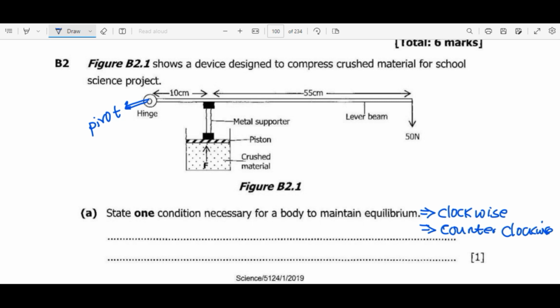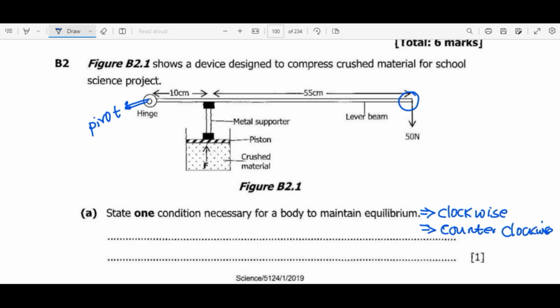Now let's analyze our given figure B2.1 here. So how can we identify the two moments? Because sometimes this question may seem to be tricky. So where are those two moments? It's easy to identify the first moment. So this is our first moment, which is the clockwise moment. But where is that counterclockwise moment? Now, if you look at this lever beam, there is a 50 newtons applied here. So this 50 newtons is pulling the lever down.